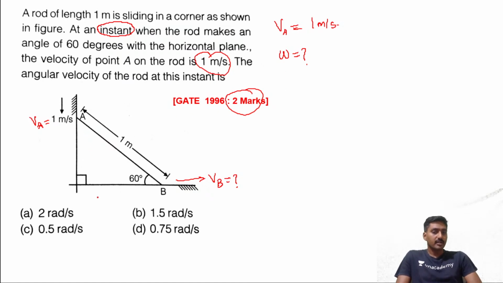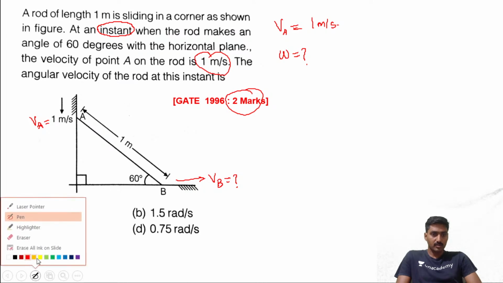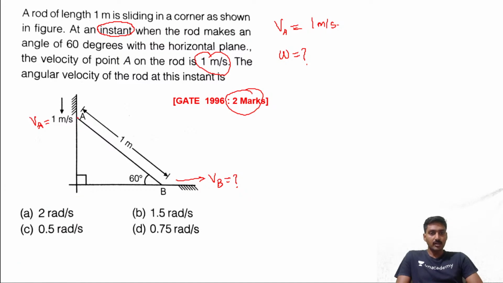Now we need to identify the instantaneous center. Draw the perpendicular line from point A, perpendicular to the velocity VB. So the vertical direction is the velocity VA, and the perpendicular line is in the horizontal direction. Here the velocity VB moves in the horizontal direction. So the instantaneous center lies perpendicular to the movement of the point. These two intersecting lines meet at I, the instantaneous center.